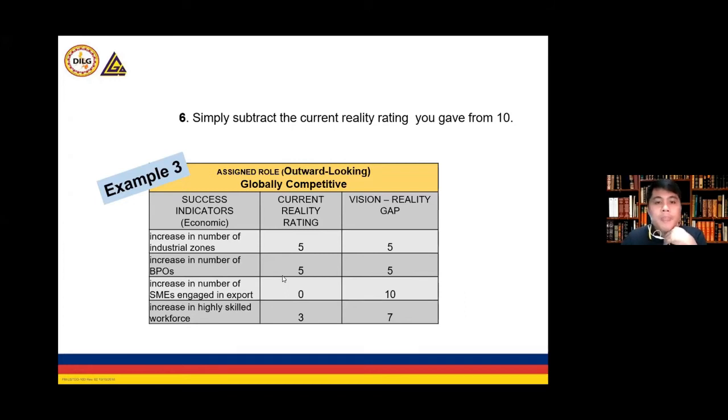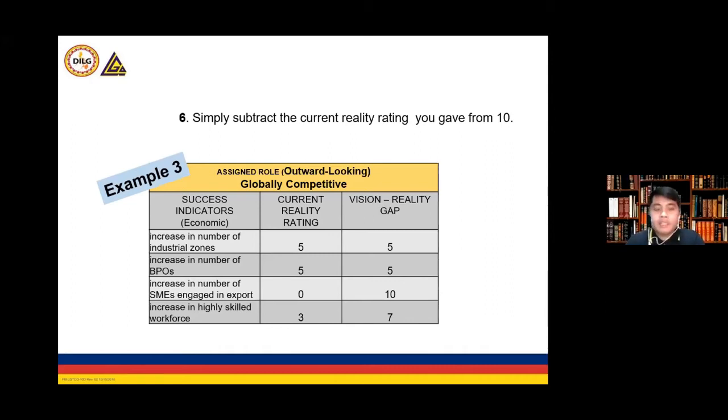This one, globally competitive. So, increase in number of industrial zones: ang current reality niya ay 5, so ang gap niya ay 5. Increase in number of BPOs: so you have 5. Okay? And then increase in number of SMEs engaged in exports.